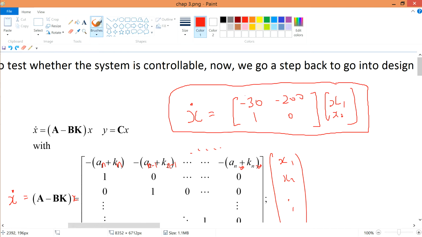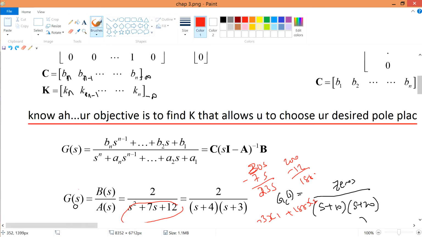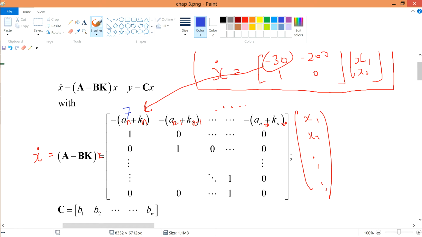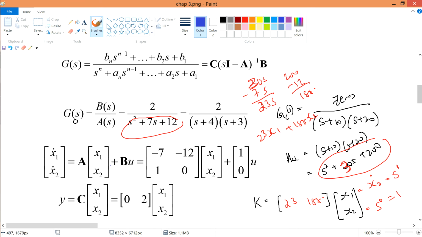This state space can be rewritten as this form over here, where your an is the first value of your system, which is minus 7, if you still remember. So I simply write it as 7, because an by right, this is a2, then this is a1. This a2 corresponds to s, so A2 is equal to 7.